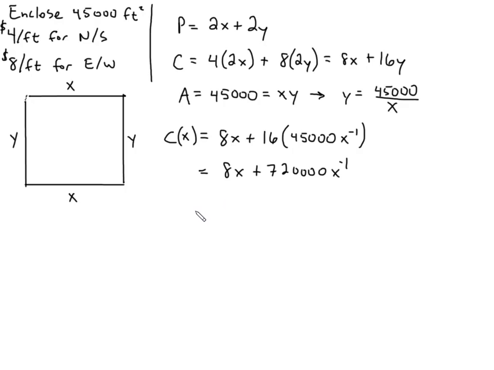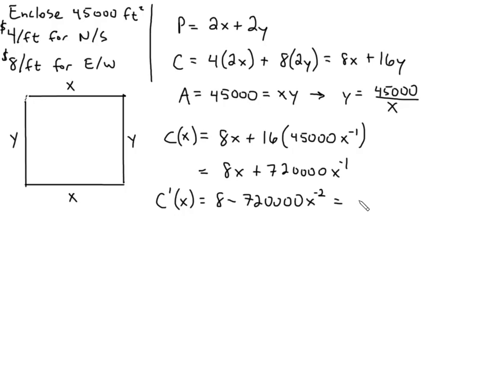Now remember the idea for all of these problems is to minimize or maximize, in this case minimize. That minimum or maximum value is always going to occur at a critical number. So we need to find the critical numbers for this particular function, and we do that by taking the derivative. So C prime of x is 8, and then this one we bring the minus down in front, so minus 720,000 x to the minus 2 power.